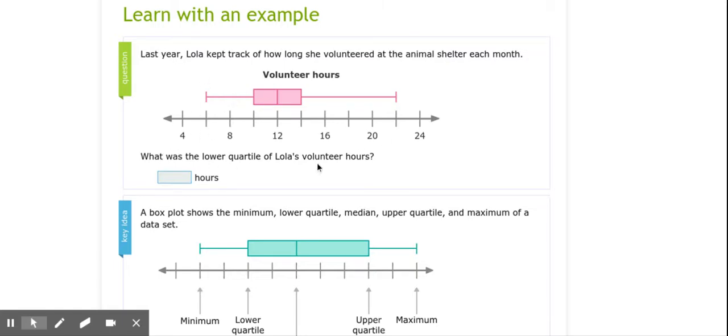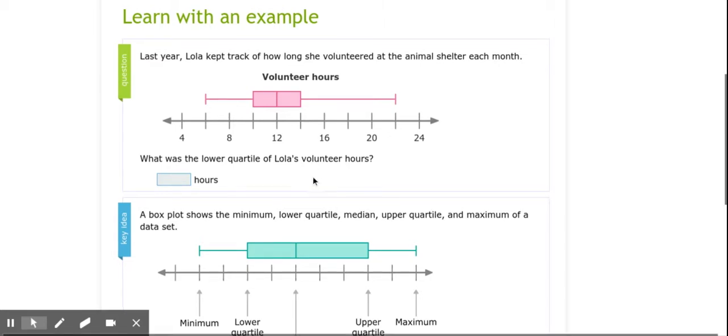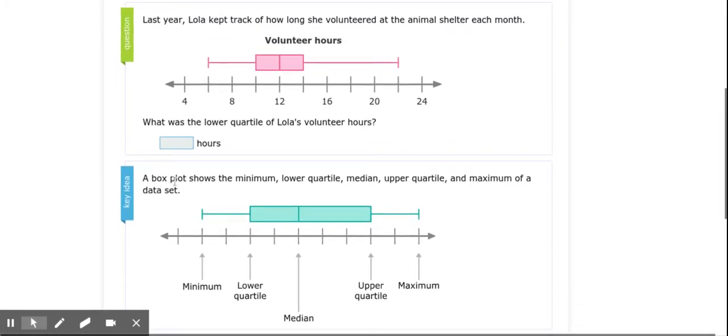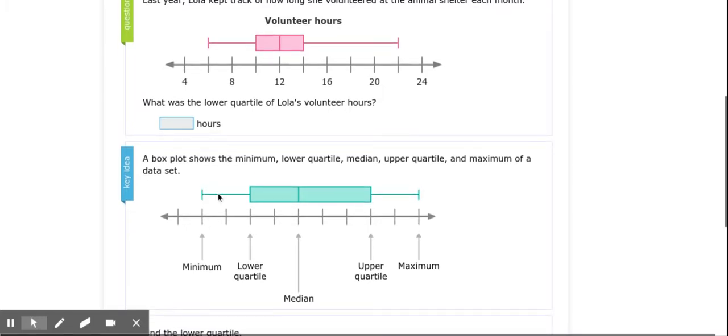What was the lower quartile of Lola's volunteer hours? Well, let's look at this key idea here. So a box plot tells you the minimum, the lower quartile, the median, the upper quartile, and the maximum of a data set. So this is what a box plot looks like. This thing over here, we call this a whisker. The left-hand one stops right here at the minimum value.